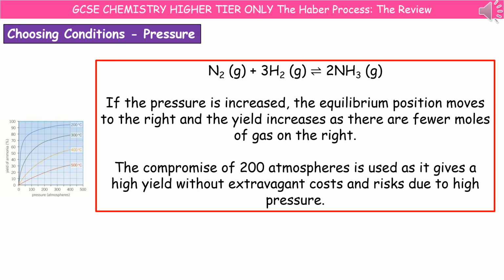When it comes to the choice of 200 atmospheres as the pressure, again it's a compromise here. So if we look at our balanced symbol equation, we can see we've got 4 moles of gas on the left and 2 moles of gas on the right. So if we increase the pressure, the equilibrium position moves to the right and the yield increases because that's where fewer moles of gas are. However, we don't want to increase the pressure endlessly, because what we actually find here is that the higher the pressure, the greater the risks and the more expensive the equipment will be. So 200 is our compromise, high yield without the extravagant costs and risks.